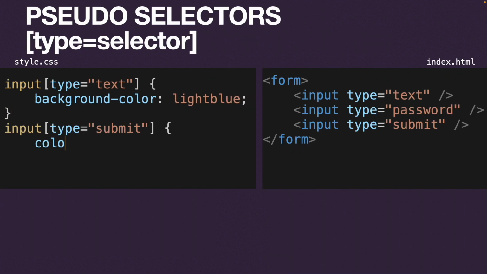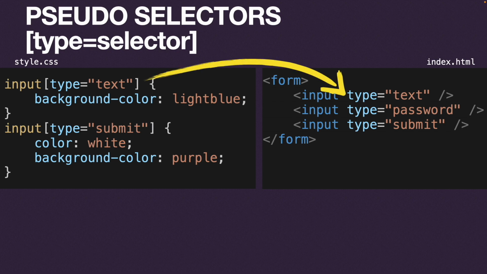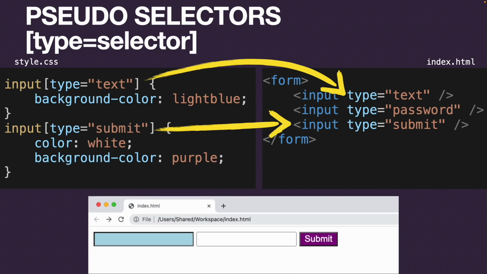We also have a selector called a type selector. We can take an input and say, if this input has the type text, then we want something to happen. If it has the type submit, we want something else to happen. In this case, we're coloring the background colors. So the input field for the text is going to have a light blue background color, and the submit button is going to have a purple background color.